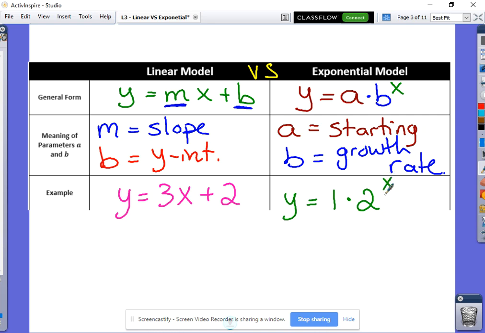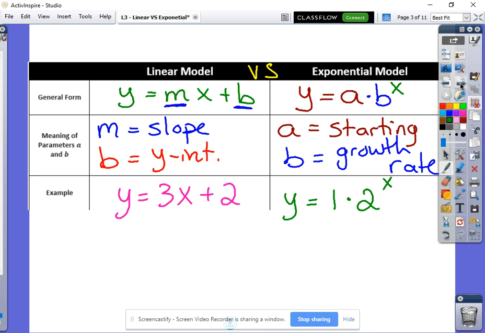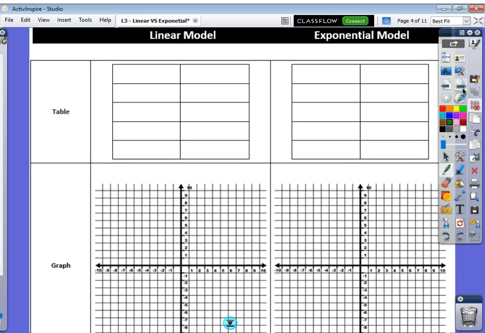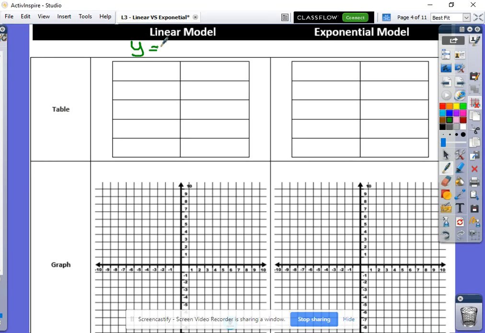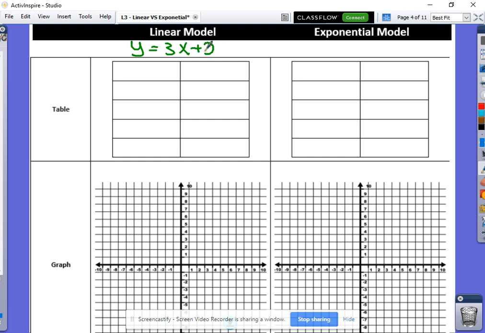So you can see how these equations are very different from one another, and you want to be careful about how they interact. The first way we're going to look at how they're different is by looking at their tables. Okay, so you've got this all in one page. I'm going to have to rewrite my equation here. My first equation is y equals 3x plus 2, and y equals 1 times 2 to the x.